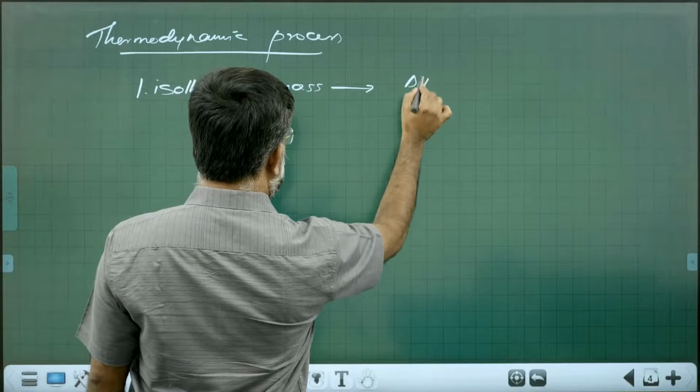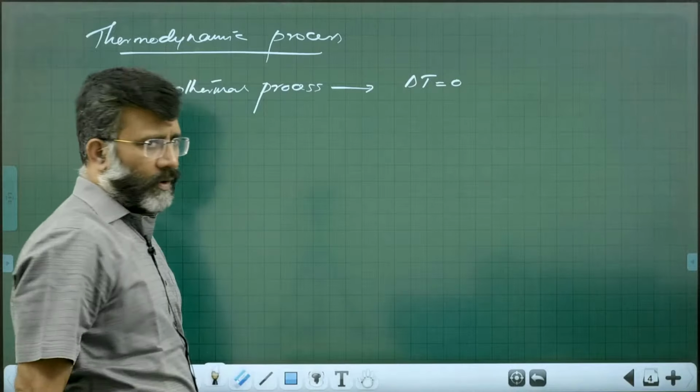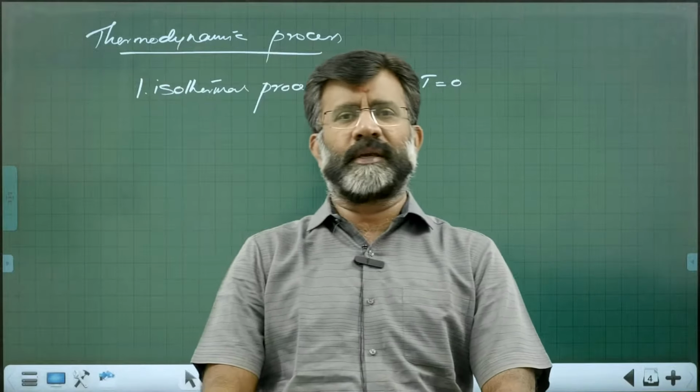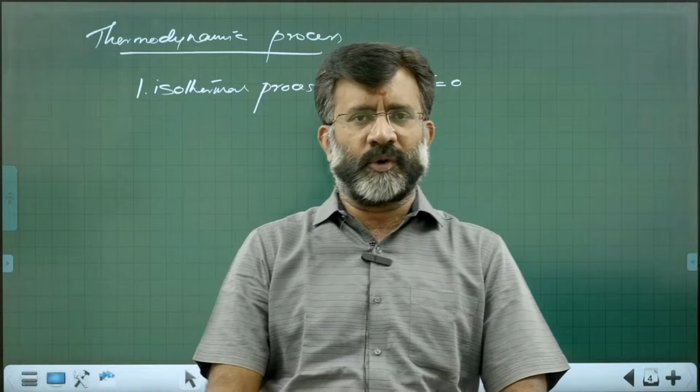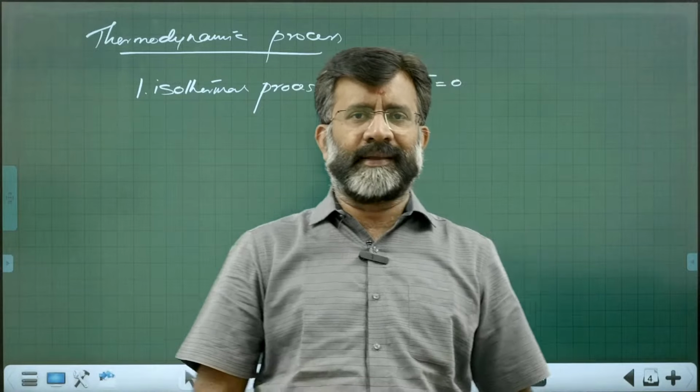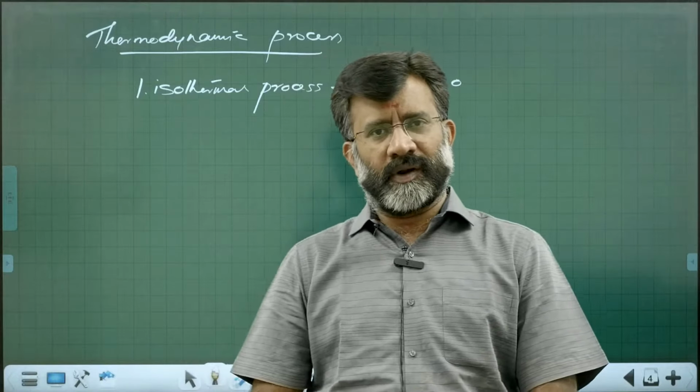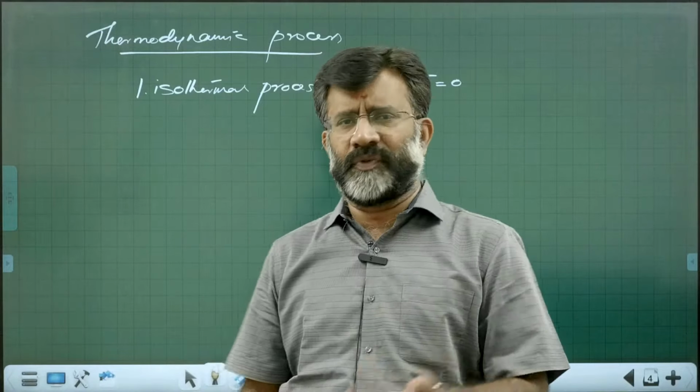A process where temperature change does not occur. It is a constant temperature process. That is called an isothermal process. T1 is equal to T2, thereby delta T is equal to 0. That is called an isothermal process, all of you know.